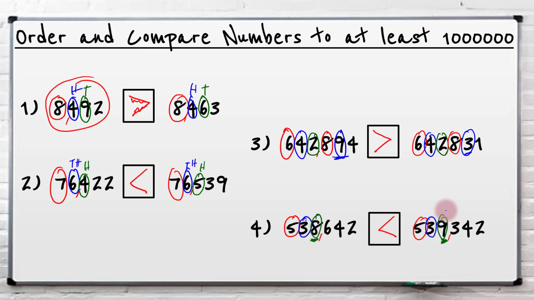So remember, crocodile always wants the one that's more. So 538,642 is less than 539,342.